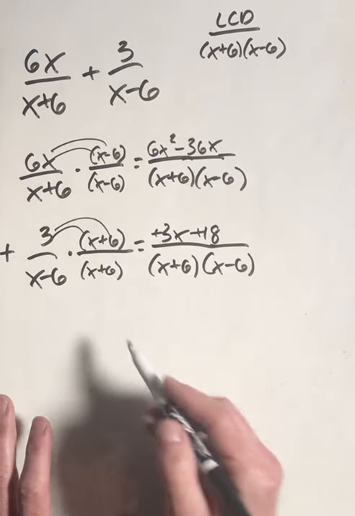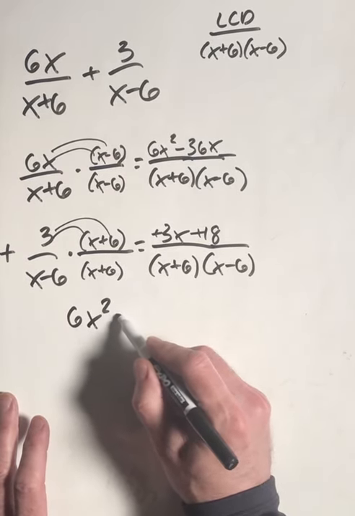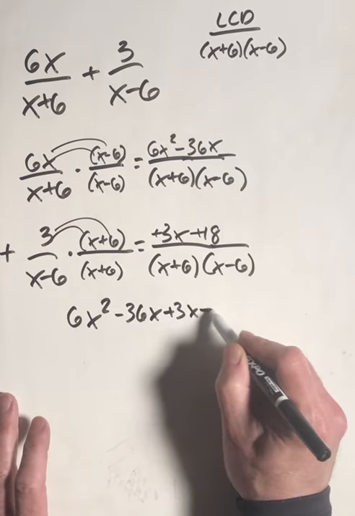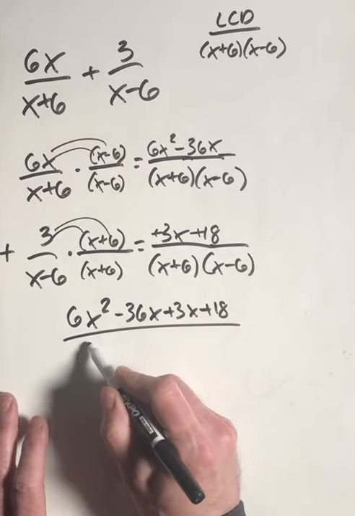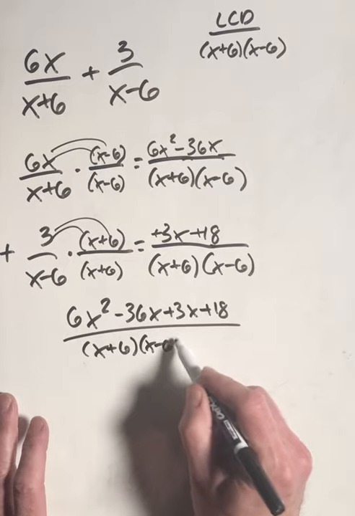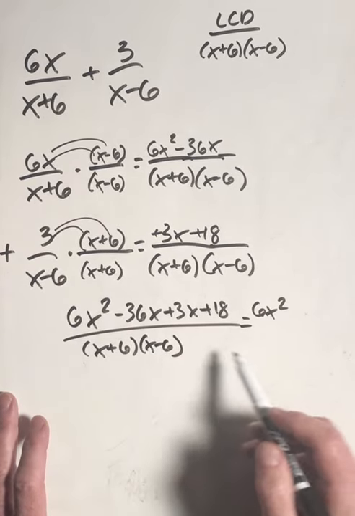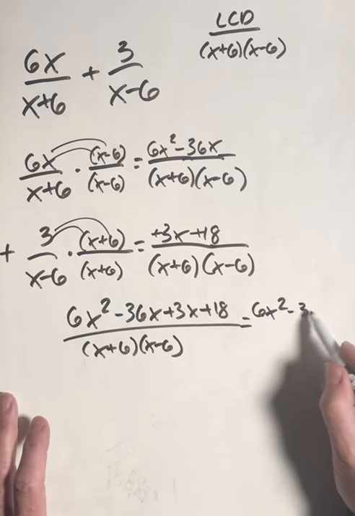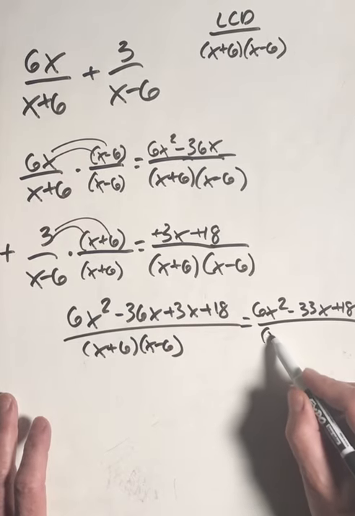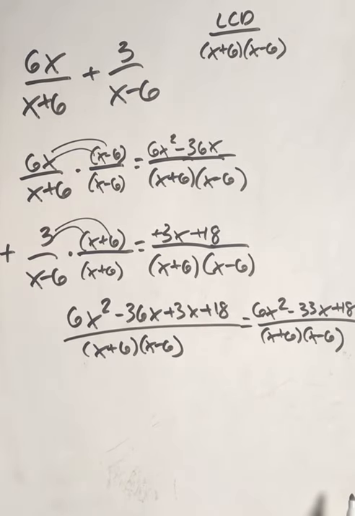So now all of these I can re-express as 6x squared minus 36x plus 3x plus 18 all over the common denominator of x plus 6 times x minus 6. And now I can simplify this up here. 6x squared minus 33x plus 18 all over x plus 6 times x minus 6.